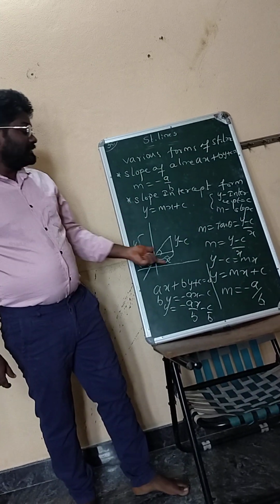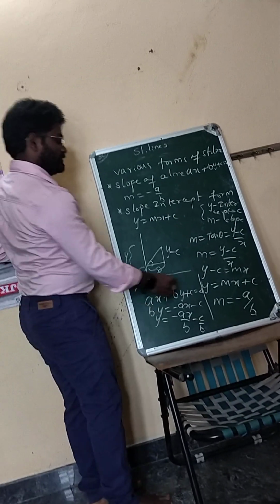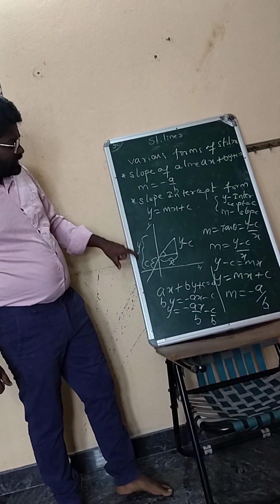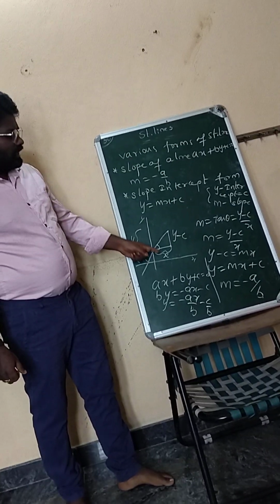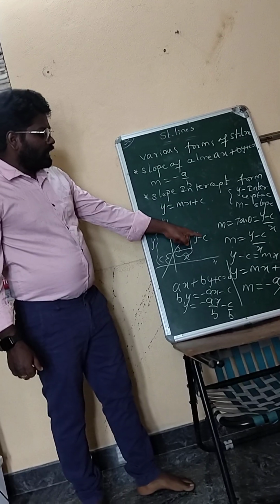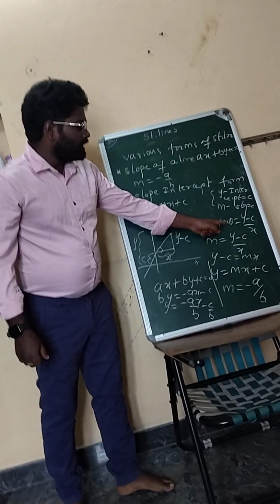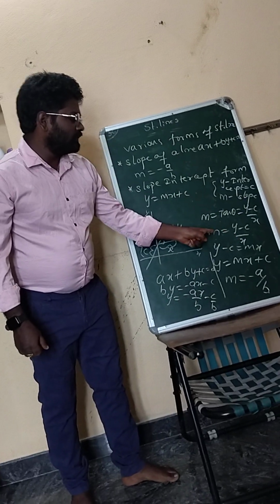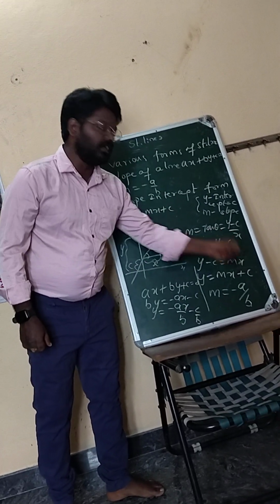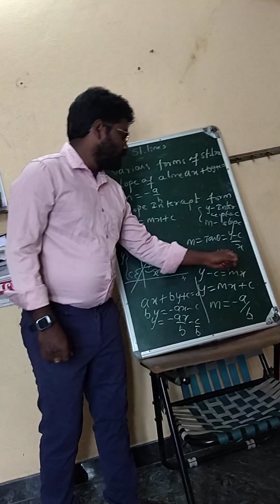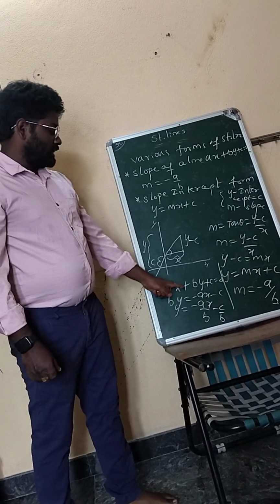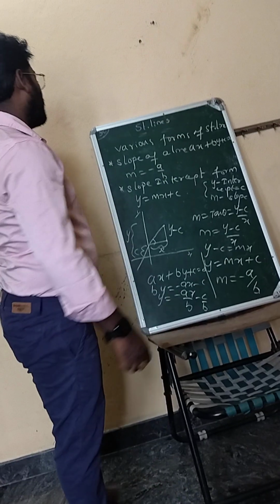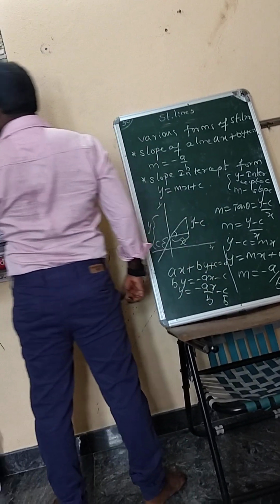Can you draw the x axis and y axis? X and y. And total distance y, some distance c, and this distance x. Y minus c. Then m equal to tan theta, opposite by adjacent. Divide shifted to left hand side, minus shifted to right hand side. Y equal to mx plus c. Next, ax plus by plus c equal to 0. Same condition, m equal to minus a divided by b.